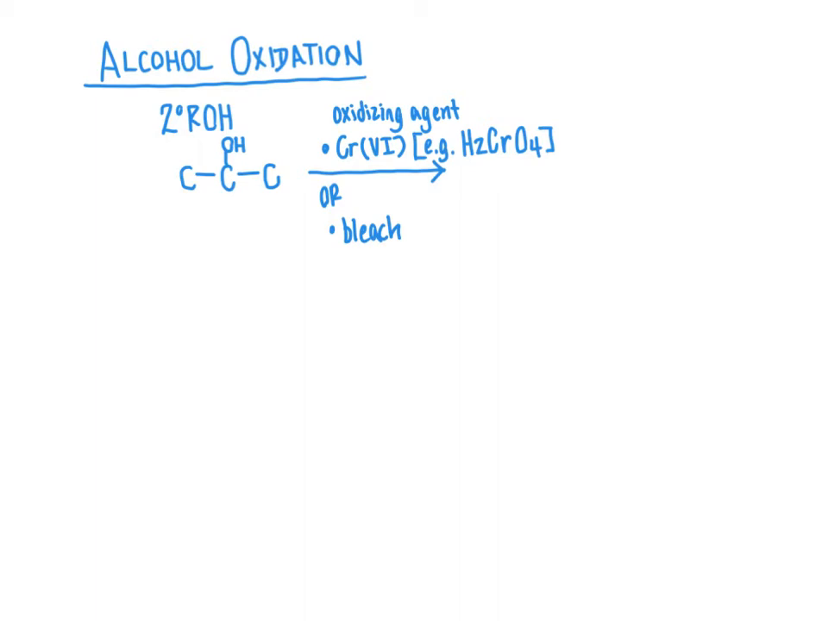So looking at a secondary alcohol, treating it with an oxidizing agent, what is going to happen is that the hydroxy group is going to be converted into a carbonyl group by removing the hydrogen that is directly bonded to the carbon here.